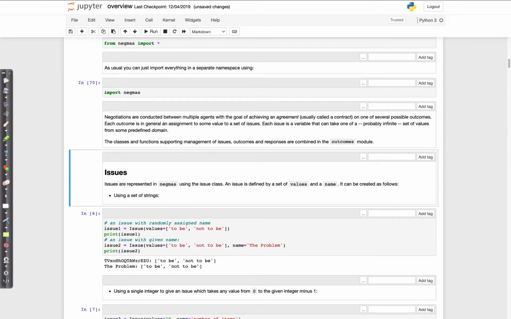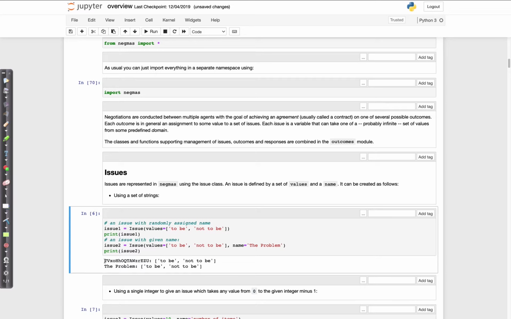Then the first thing we speak about is the issue. An issue, as we said before, is just one dimension of the outcome space. And you can define several types of issues. So here, this is issue one. It has values to be or not to be. Here we didn't give it a name, but we can give it a name. So issue 2 is just the same two values, but the name is the problem.